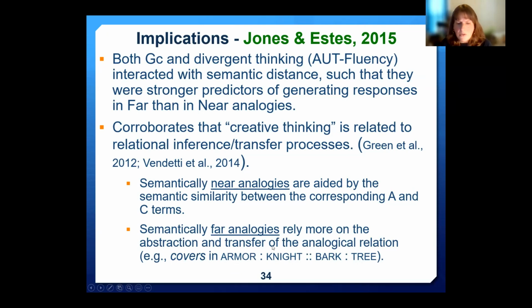There's no real semantic similarity between knight and tree, so that mapping is done via just the relational structure, the relational roles, aiding that, or the projection of that covers relation from that first pair to that second pair. So for these far analogies, that's where this creative thinking comes into play, where you have to think, okay, what is this connection here between armor and knight? And you have to have a greater level of abstraction, not that a knight wears armor, but a knight is covered in armor like a tree is covered in bark. So that's where that creativity comes into play with that greater abstraction.